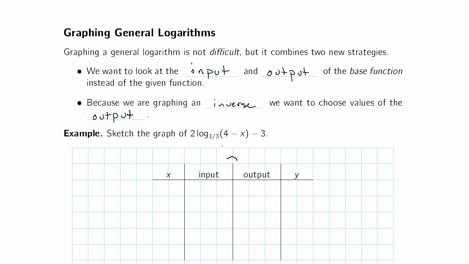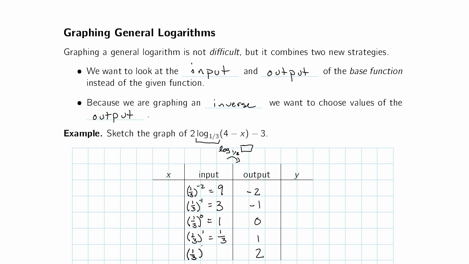So our base function in this example is taking the log base 1/3. We're going to take the log base 1/3 of something. And we're going to use the outputs -2, -1, 0, 1, and 2. And the inputs that give us that are 1/3 to the -2, which is 9, 1/3 to the -1, which is 3, 1/3 to the 0, which is 1, 1/3 to the 1, which is 1/3, and 1/3 to the 2, which is 1/9. So those are the inputs that give us those outputs.